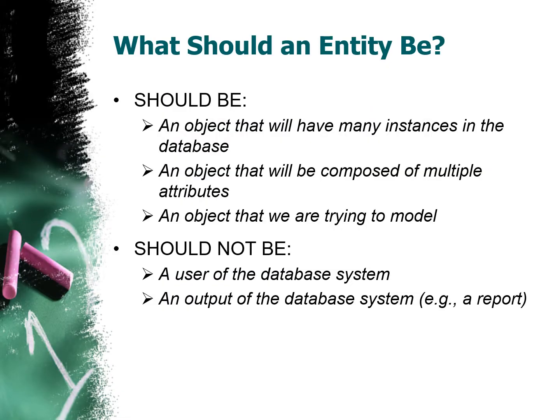Now you might be wondering, how would you be able to come up with an entity? Here's a guide for you. It should be an object that will have many instances in the database. It is composed of multiple attributes, and it is an object that you are trying to model. In the organization, there will be a lot of data involved, so you have to identify which ones. It should not be a user of the database system or an output of the system.